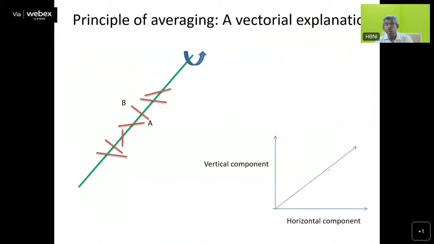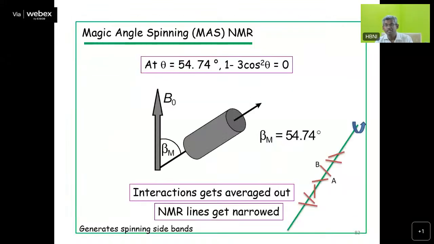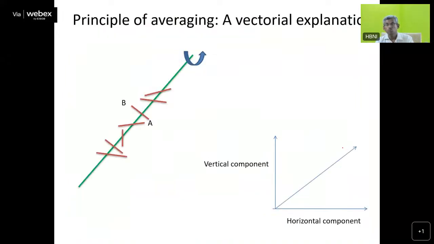Now what happens? You are rotating. See, there is an arrow given here. This arrow means I am rotating the sample. Either you can rotate clockwise or anti-clockwise, it doesn't matter. So once you rotate, what happens? Any bond vector, if you rotate it, will generate a horizontal component and a vertical component. Correct? Now that is what's shown here.